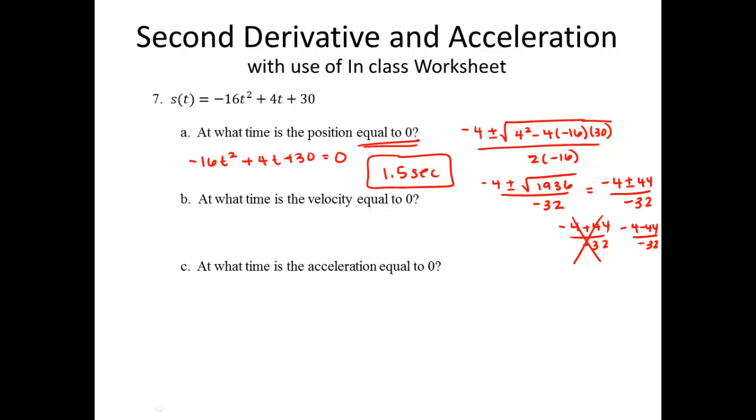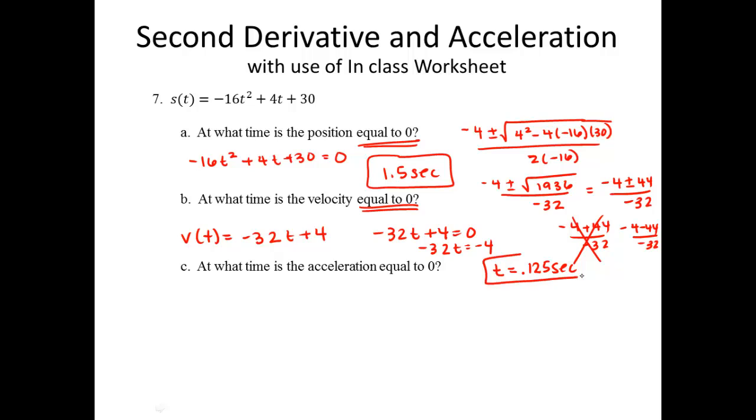At what time is the velocity equal to 0? Well, if I want my velocity equal to 0, I have to first find the velocity function. So I have negative 32t plus 4. I'm going to take this negative 32t plus 4 and set it equal to 0 because it asks me when it is equal to 0. Subtract 4, divide by negative 32, and I come up with, for part B, the time equals 1/8 of a second.